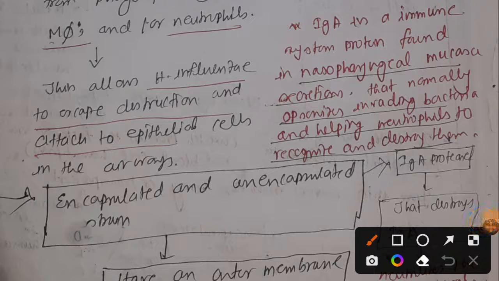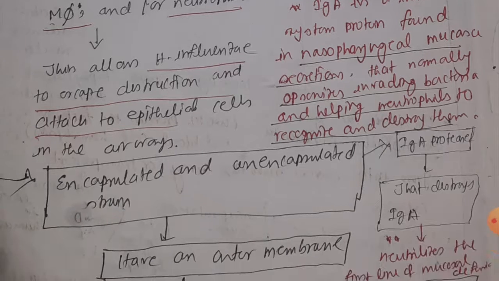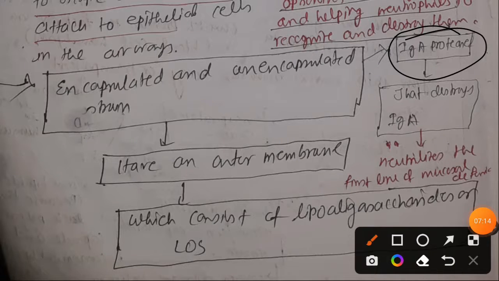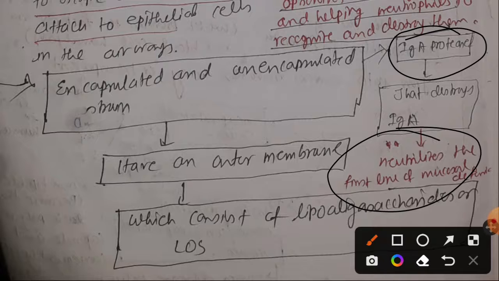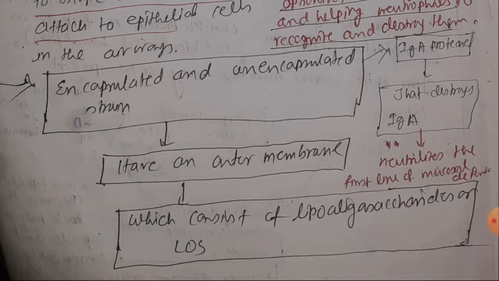So this immunoglobulin A helps neutrophils to recognize the bacteria, and as a result, destruction of the bacteria is facilitated. That means the job of IgA is to facilitate the destruction of the bacteria by neutrophils via a process called opsonization. Now this IgA protease, as it is a protein-breaking enzyme, will break the IgA protein, and as a result, the first defense mechanism of the mucosal cell becomes disrupted, or neutralized.